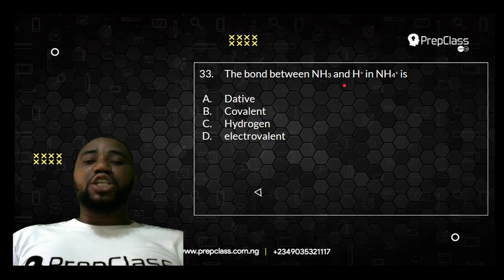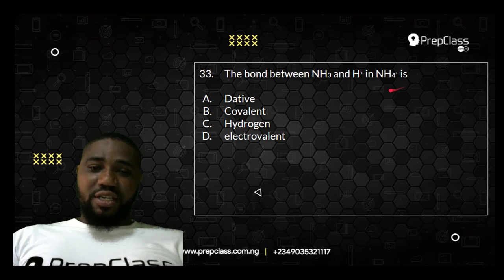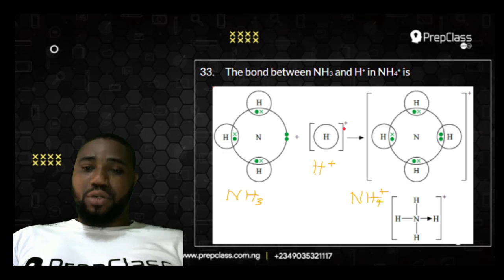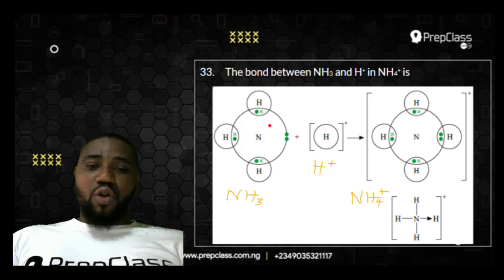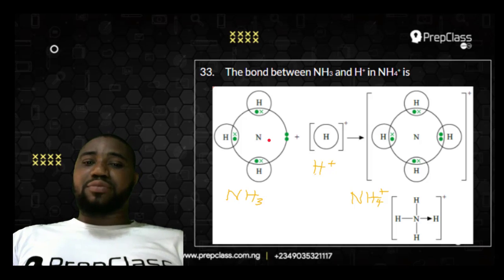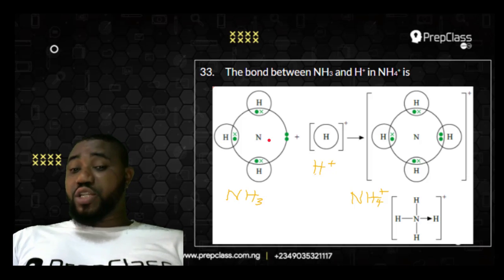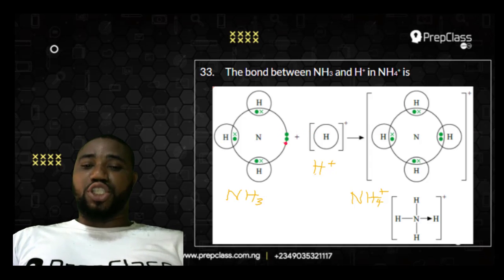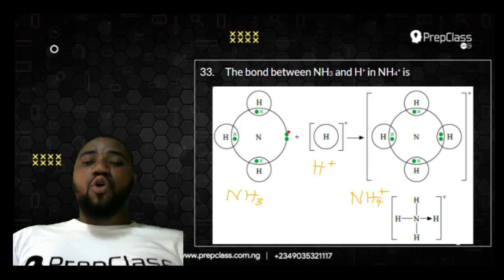The bond between NH3 and H plus in NH4 plus is dative, covalent, hydrogen, electrovalent. Now, the reaction between ammonia and hydrogen ion is a dative covalent bond. In covalent bonding, if you remember, it involves sharing of electrons. There are two types: ordinary covalent and dative covalent, or coordinate covalent. In ordinary covalent, the two species combining will each contribute electrons to be shared. But in dative or coordinate covalent, one will bring all the electrons, the other one will just come and join it. And that other one joining will not have any electron. So it's usually an ion.